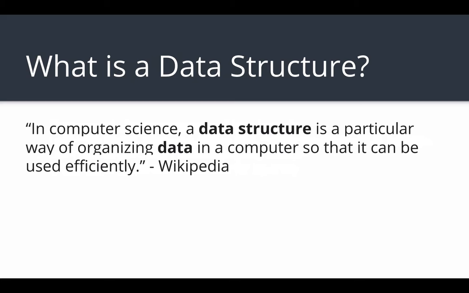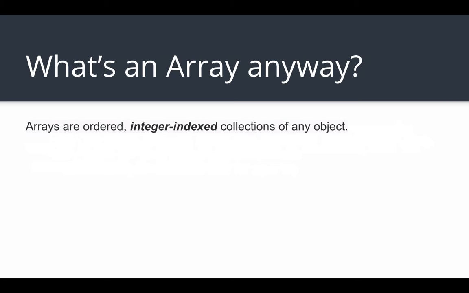There are a couple different commonly used data structures in Ruby, the two most common being arrays, which we're going over today, and hashes. According to Wikipedia, a data structure is a particular way of organizing data in a computer so that it can be used efficiently. And as I said, we'll be digging into arrays today, and we'll do hashes a different day. So what is this array thing anyway? Well, the main thing to note about an array and what separates it from a hash is that it's integer indexed. Let's dig into what that actually means.